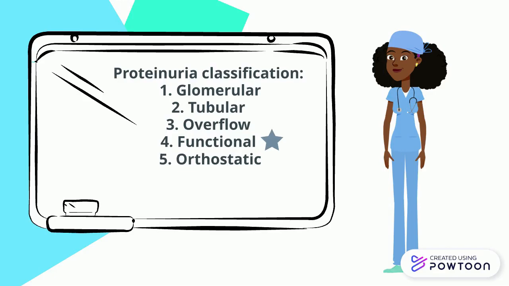Functional proteinuria occurs with an increased amount of renal blood volume. The increased amount of protein to the nephron can exceed the reabsorption capacity of the proximal tubule, resulting in small amounts of proteinuria. Functional proteinuria will resolve when renal blood flow returns to normal.